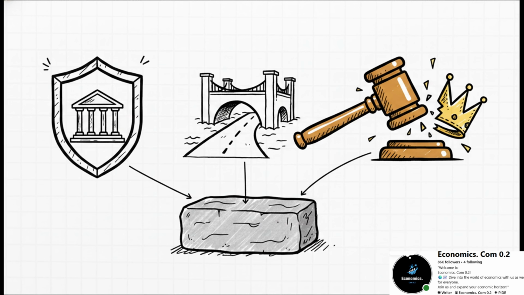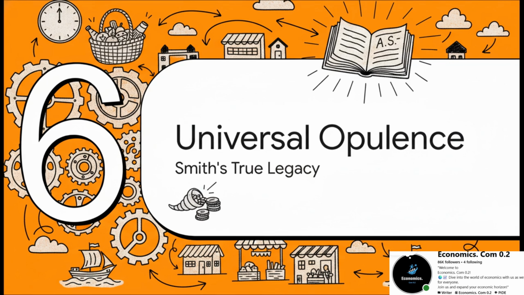But the key caveat? The government has to avoid favoritism, monopolies, and market manipulation that only serves a few wealthy insiders. Finally, part 6, legacy of universal opulence.